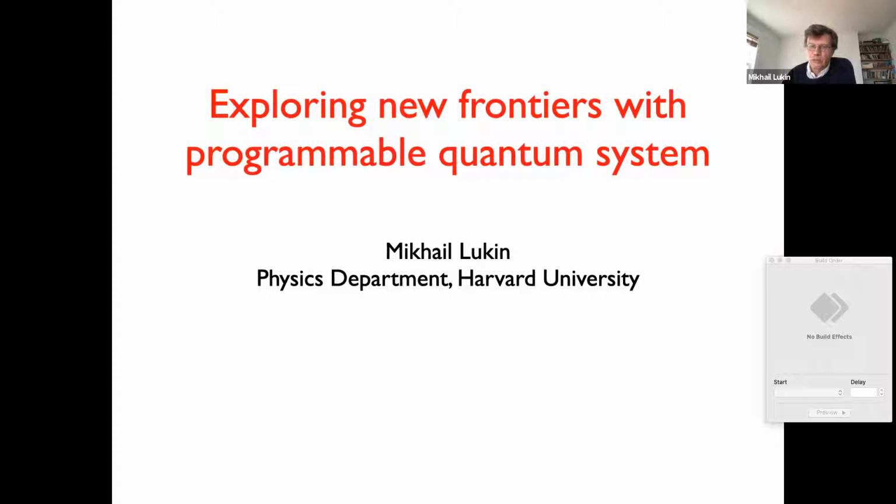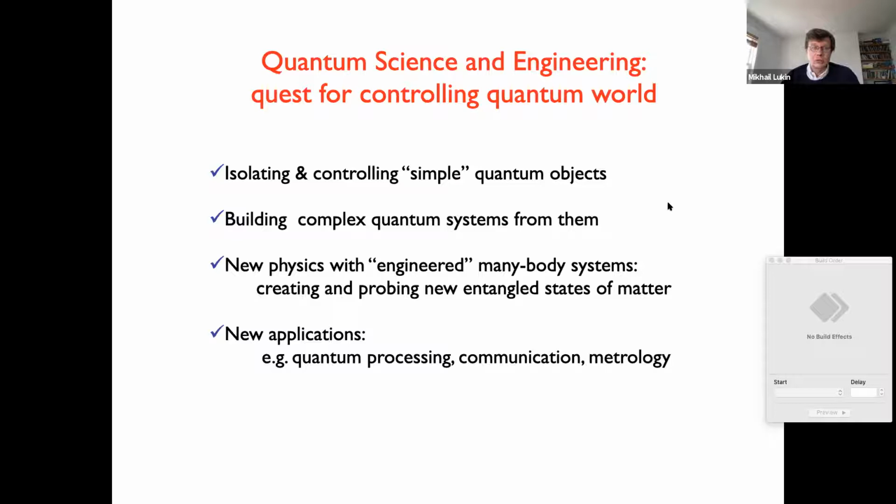So what I will be talking about today is our effort, what I view as a quest for controlling the quantum world. With this effort, what we're trying to do is isolate and control some simple quantum objects and then build more and more complex systems from them. I have no doubt that many of you are involved in this effort. What we would like to do is really start exploring new physics with these engineered many-body systems, for example, create and probe new quantum states of matter. But we would also like, of course, to start exploring applications, for example, quantum information processing, quantum communication, and quantum metrology.